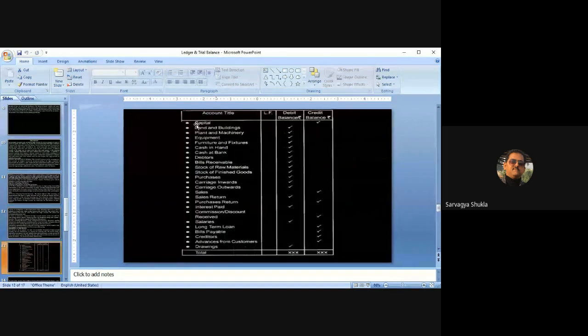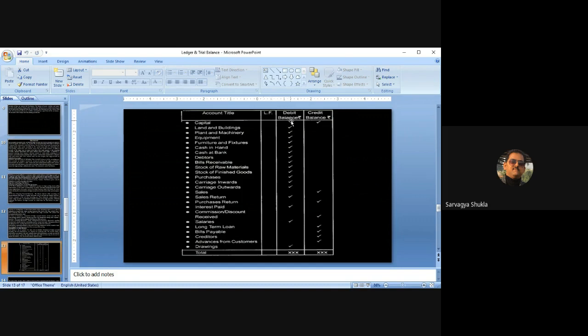This is the format of the trial balance. As we know, trial balance is not an account; it is a statement or a list or schedule of accounts. It has four columns. The first column relates to the account title or name of the account. The second column is the ledger folio number. You need not prepare this column. If you do not want this column, you need not draw it.